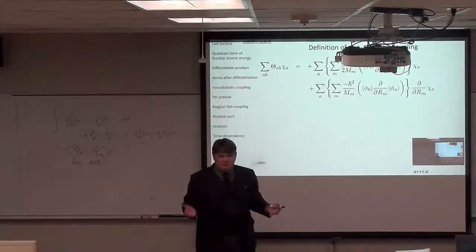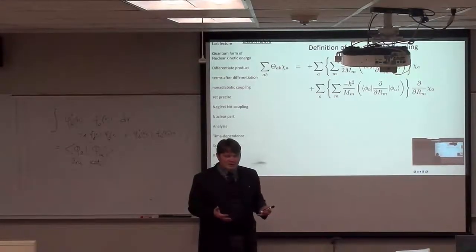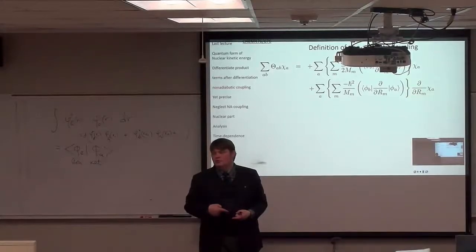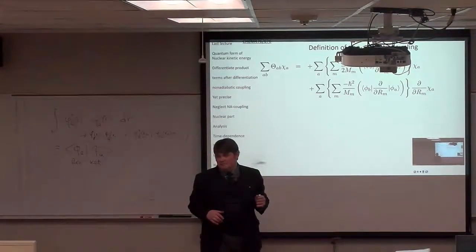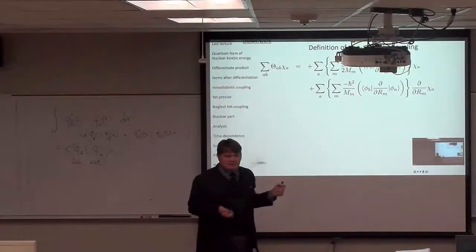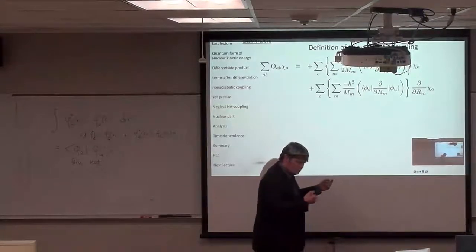And we are developing an idea that at low temperatures there are no transitions between different electronic states, and we can drop this stuff. So we have a name for it, non-adiabatic coupling, and we have a notation for it, theta sub AB.